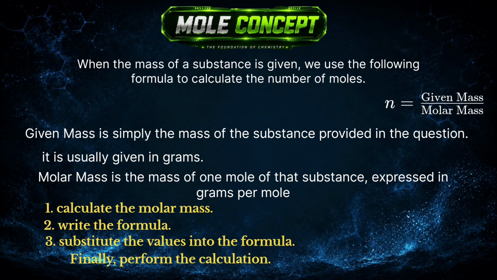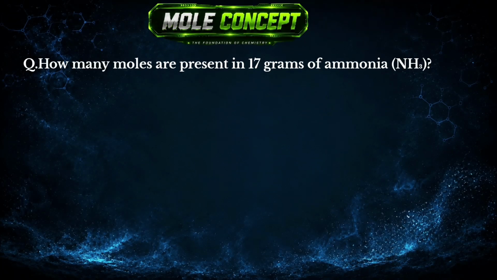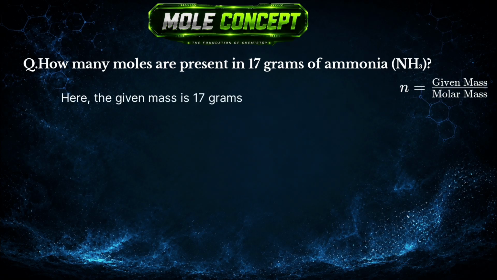Now that we understand the formula, let's put it into practice by solving some questions step by step. How many moles are present in 17 grams of ammonia, NH3? In this question, we need to find the number of moles. Whenever we are given the mass of a substance, we use the formula: number of moles equals given mass divided by molar mass. Here, the given mass is 17 grams. Before using the formula, we first need to calculate the molar mass of ammonia.